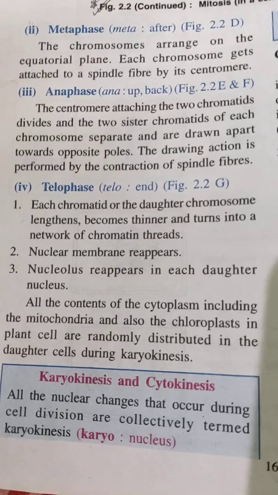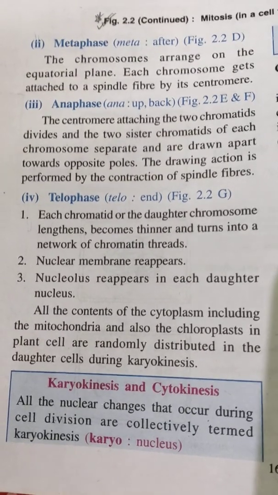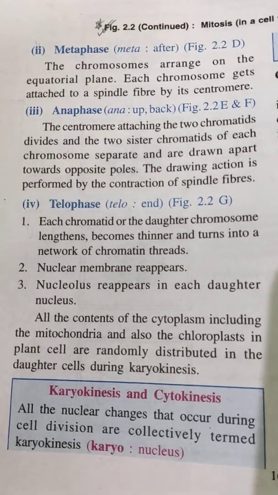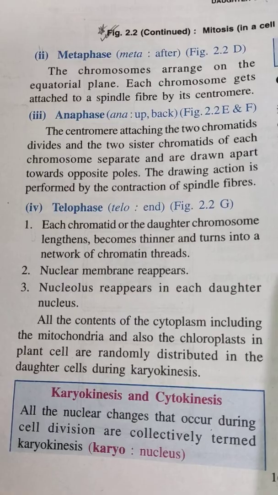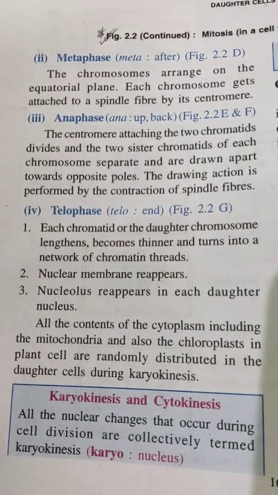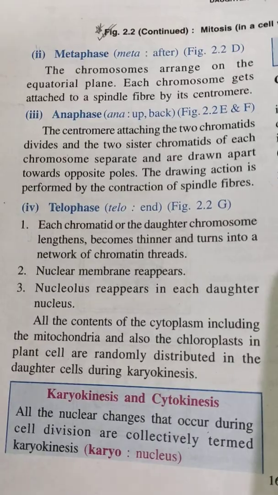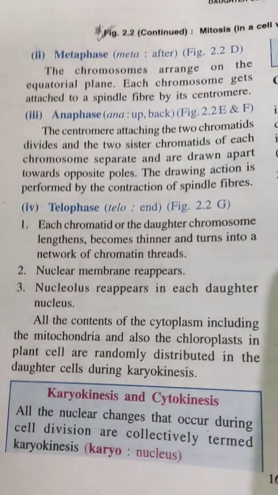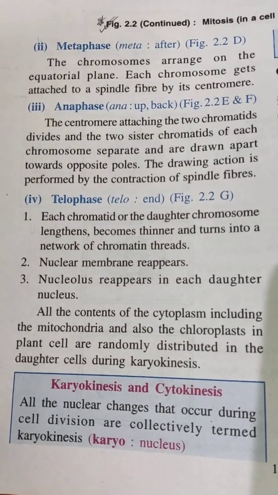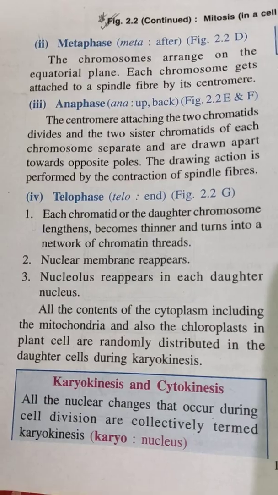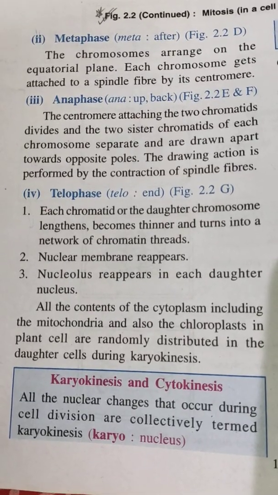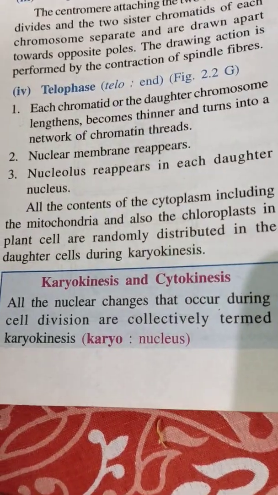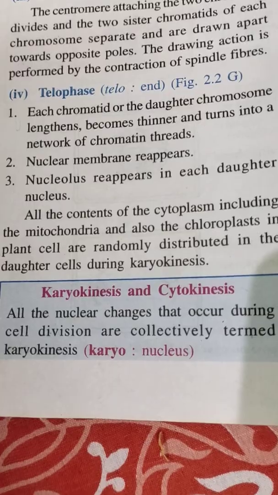Each chromatid or the daughter chromosome lengthens, becomes thinner and turns into a network of chromatin threads. Nuclear membrane reappears, which actually disappeared in the prophase. I hope you remember. And nucleolus also reappears in each daughter nucleus, which again disappeared during the prophase. All the contents of the cytoplasm, including the mitochondria and chloroplast in plant cells, are randomly distributed in the daughter cells during karyokinesis. Now, what is this karyokinesis? All the nuclear changes that occur during cell division are collectively termed as karyokinesis.